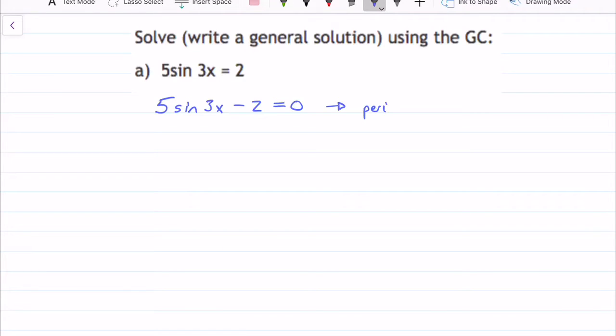So the b value is 3. So the period is going to be 2 pi over 3. So this is a really important value because I'm going to set my window so that the x minimum is 0 and the x maximum is 2 pi over 3. This is going to make sure that I see the solutions for just one cycle. Y min, Y max, just make sure they're kind of evenly spaced, but it's the x min and the x max that really matter.